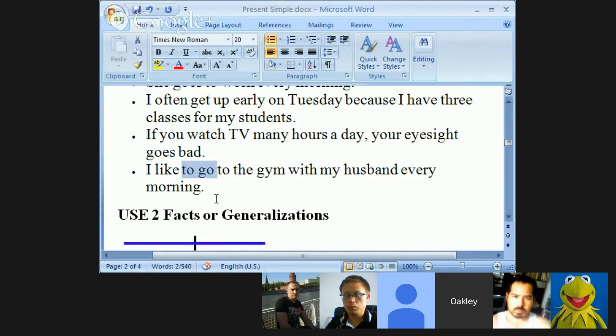But yeah, every morning. Okay, it never hurts to add a time word or a time phrase to clarify, to support the idea that it's a regular activity. Great.